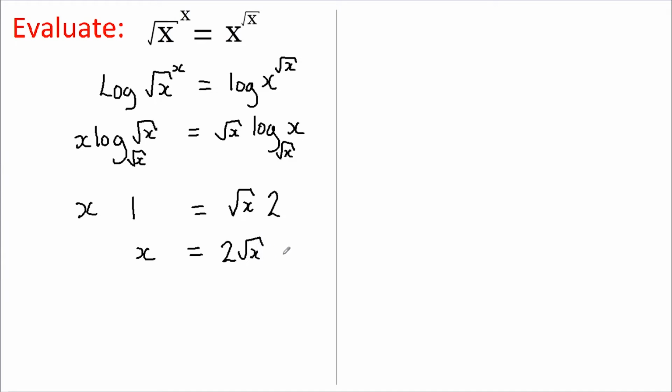If I now divide both sides by root x, this is easy, this becomes just 2. And how many root x's in x? Well, it's root x. Remember that root x times root x equals x. So now we just have to square both sides, and we get that x equals 4. And that's our answer.